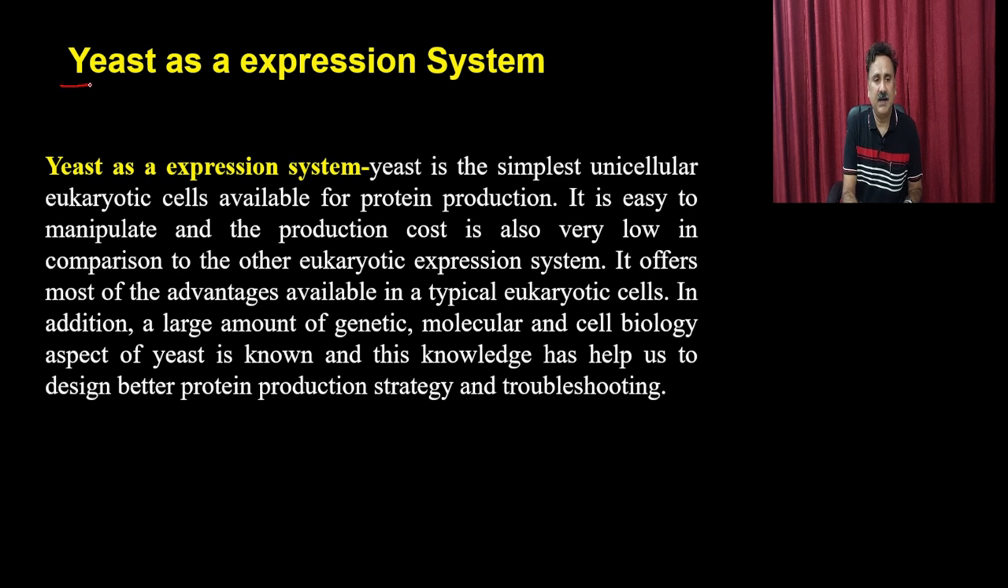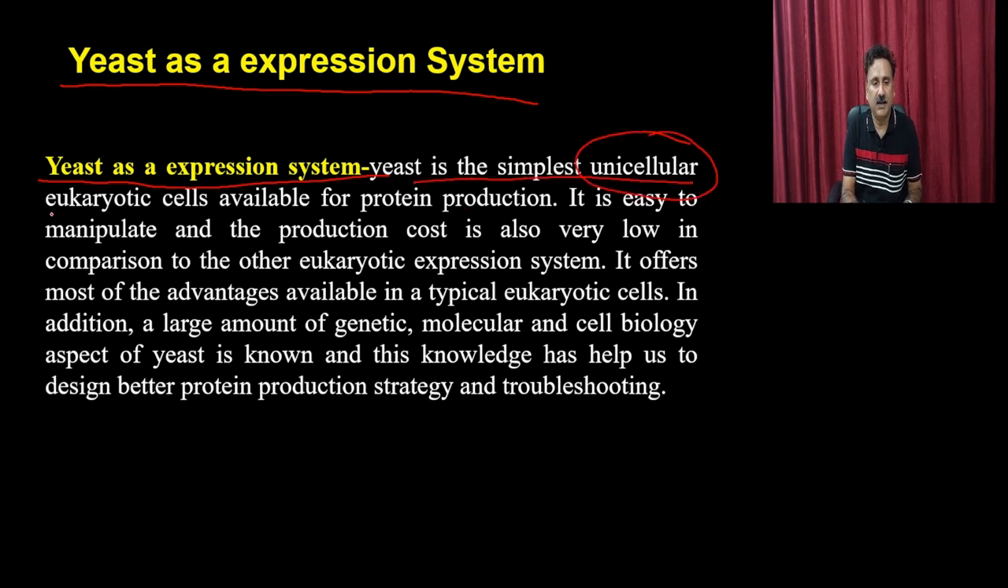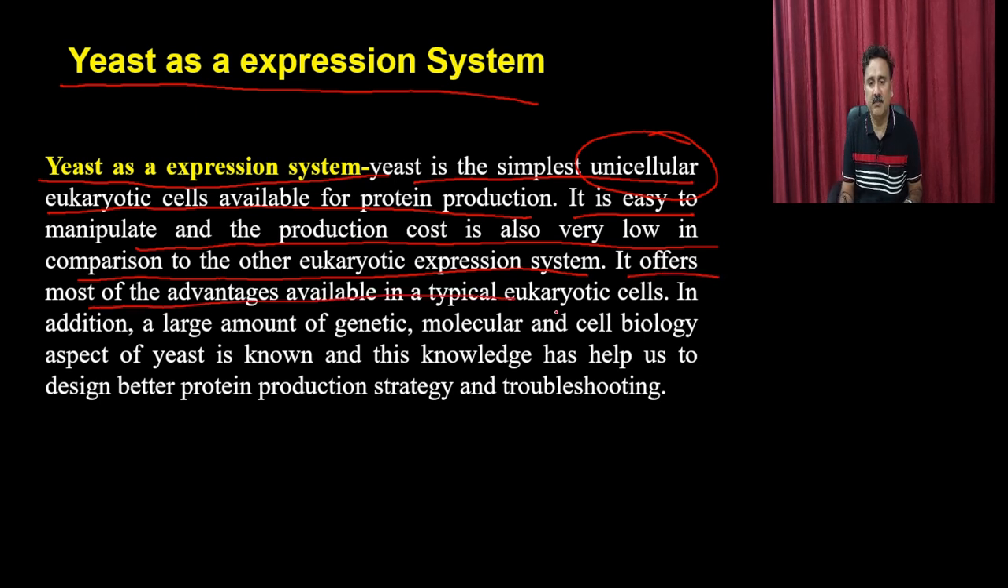So, yeast as an expression system. Yeast is the simplest unicellular eukaryotic cell available for protein production. It is easy to manipulate, and the production cost is very low in comparison to other eukaryotic expression systems. It offers most of the advantages available in a typical eukaryotic cell, but at the same time it is also a unicellular organism. So, you can do a lot of the manipulations you have already established for the bacterial system in the yeast cell also.